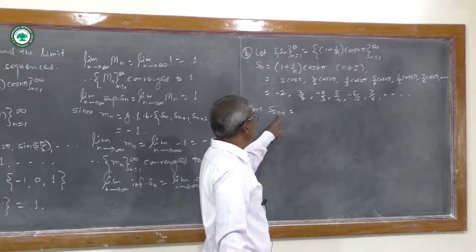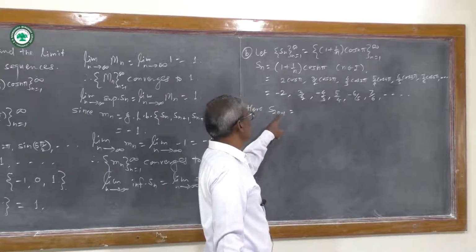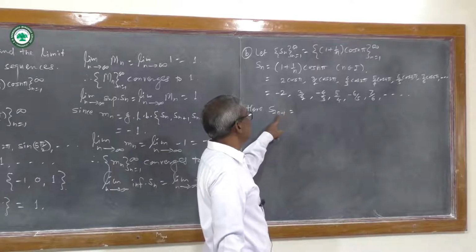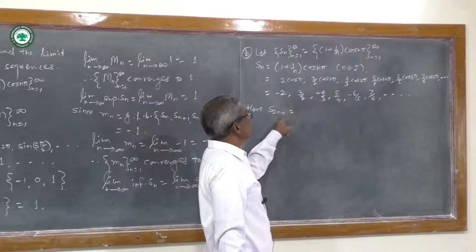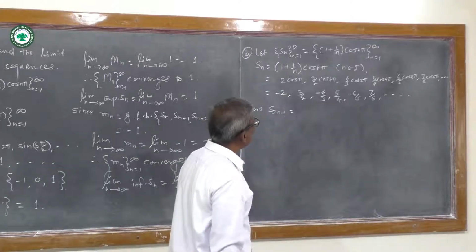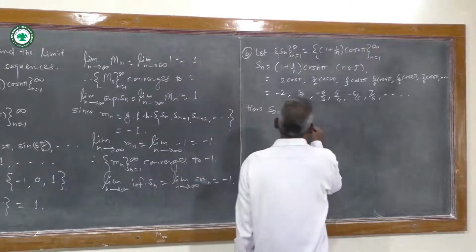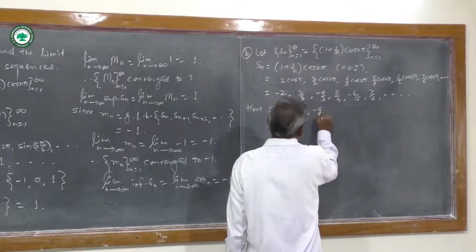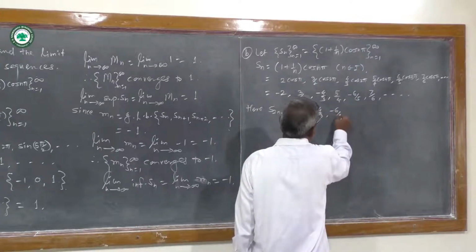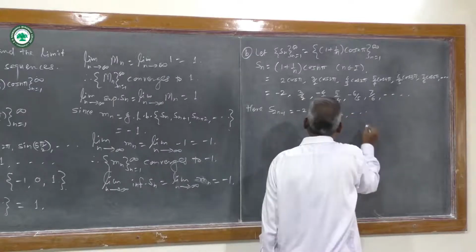If we put n is equal to 1, we obtain S1. N is equal to 2, S3. N is equal to 3, S5, and so on. That is minus 2, minus 4 by 3, minus 6 by 5, and so on.